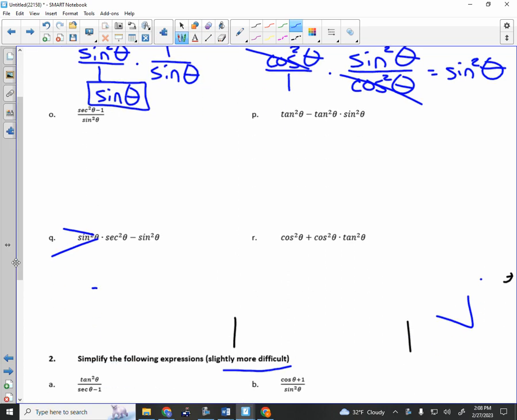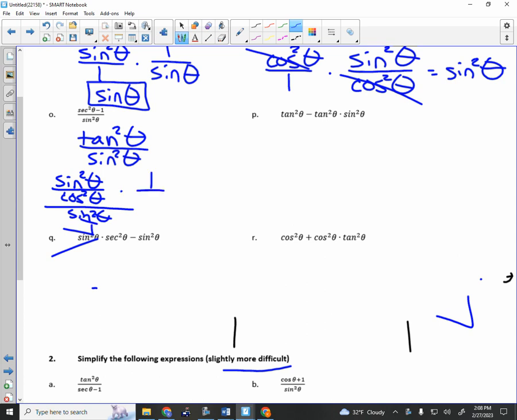Letter O. I see a secant squared minus 1 on the top. We just talked about that. What's secant squared minus 1? Now you have tangent squared again, over sine squared. How do I do that? Sine squared over 1. So you're going to multiply by the reciprocal. Sine squareds cancel, leaving me with 1 over cosine squared, which is secant squared.